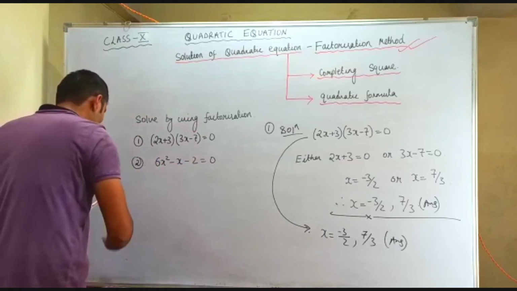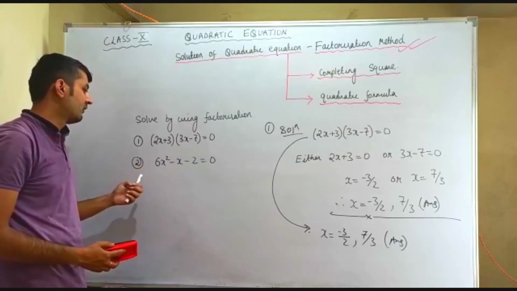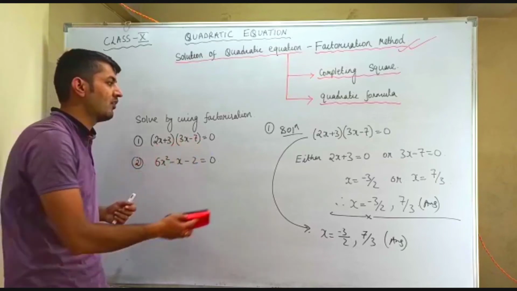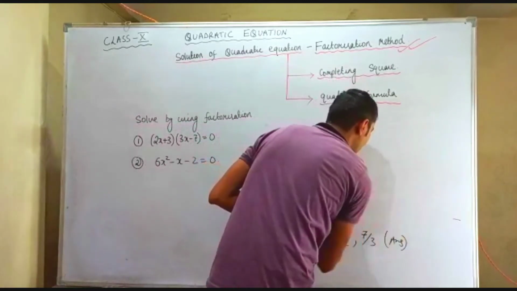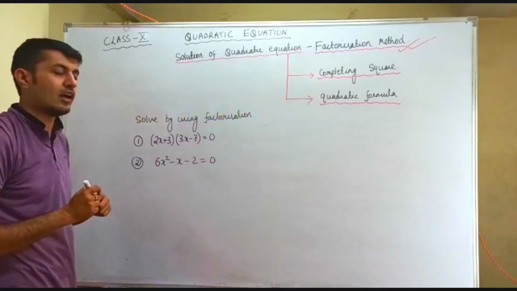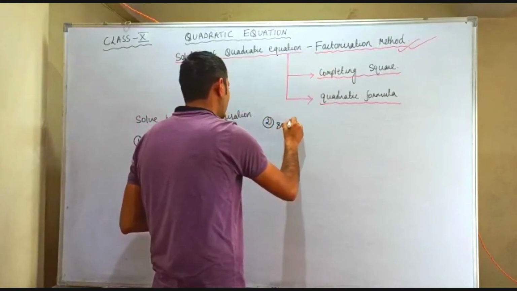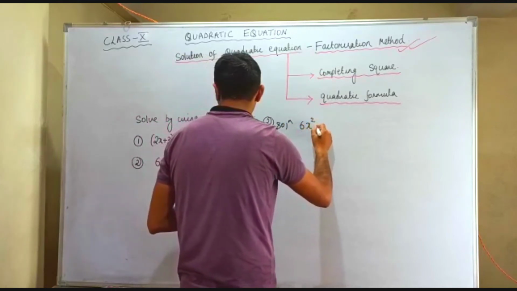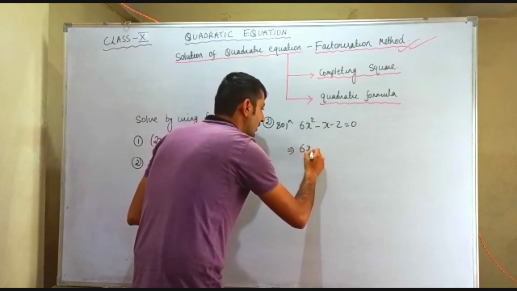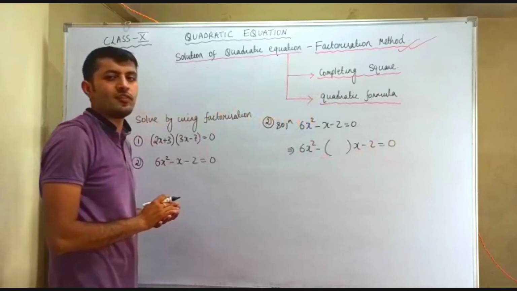Alright, so let us come to the next question. The second one is given as 6x squared minus x minus 2 equal to 0. Let us see how to solve. This type of problem you have already done in class 8 and class 9. So the solution: 6x squared minus x minus 2 equal to 0. You do splitting of the middle term; like this you write it down.